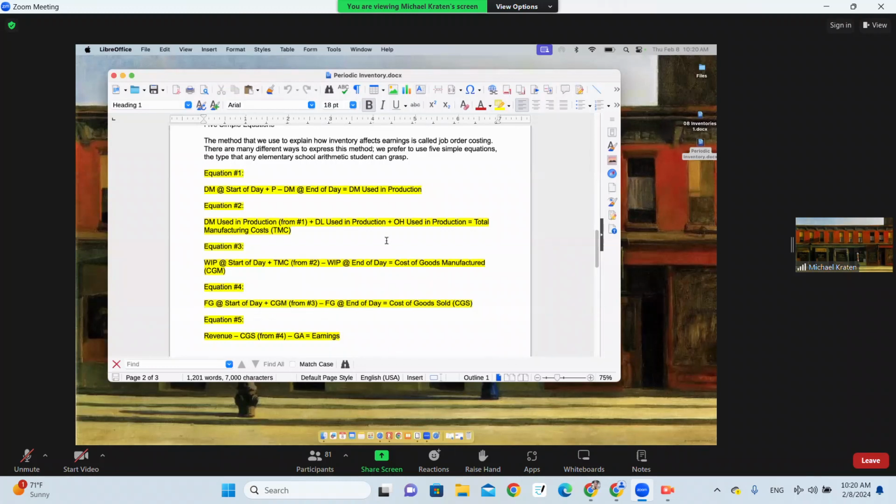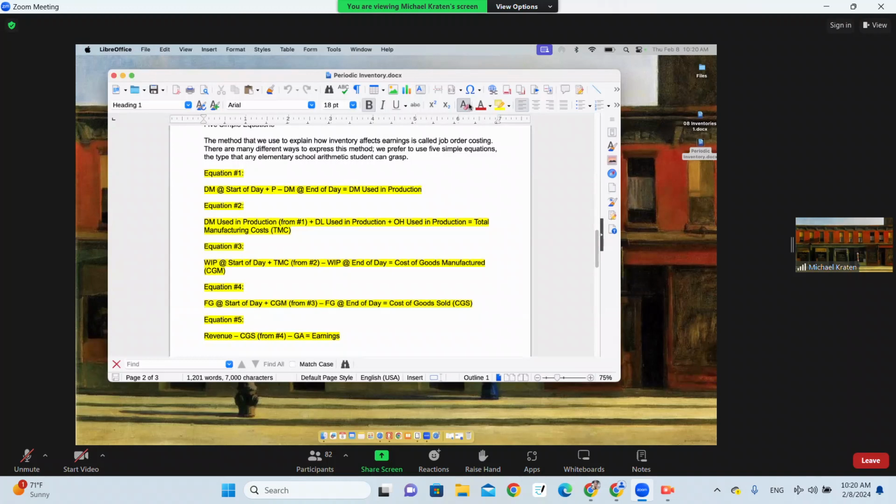Okay, what's a direct material? That is the purpose of equation 1. In our example, it would be the raw clay that you can directly see. The raw clay itself is the direct material that becomes the clay pot.